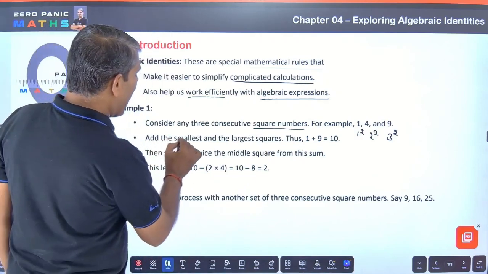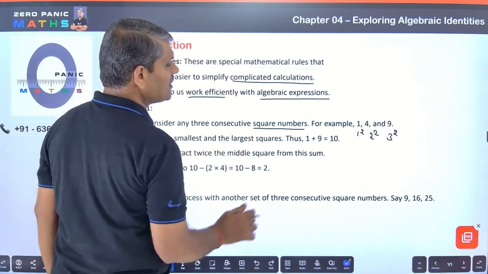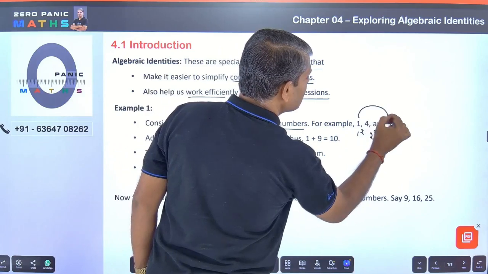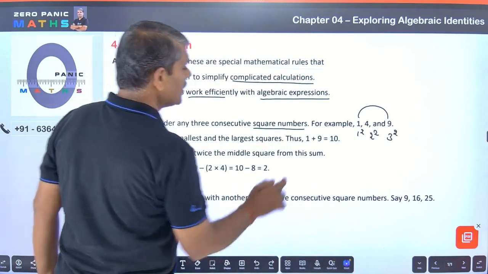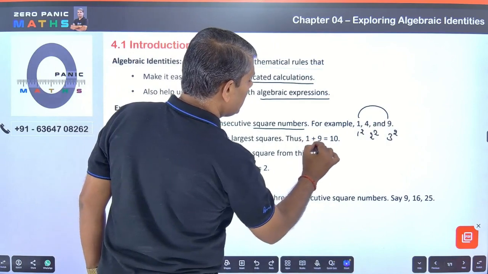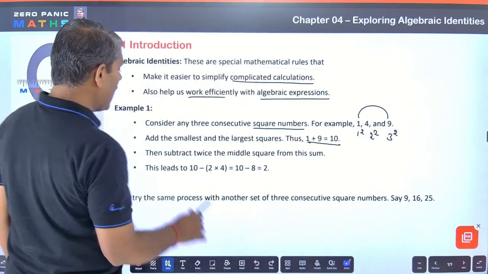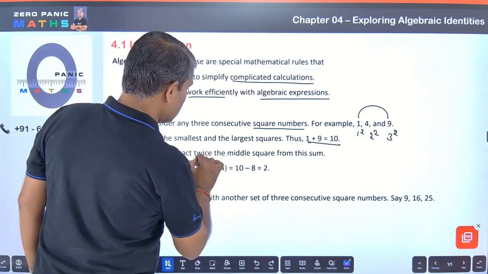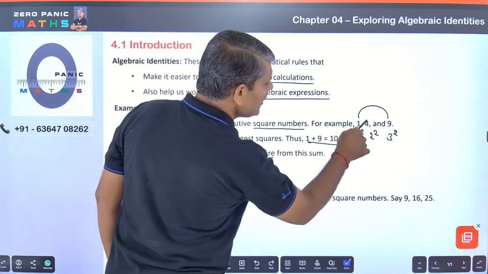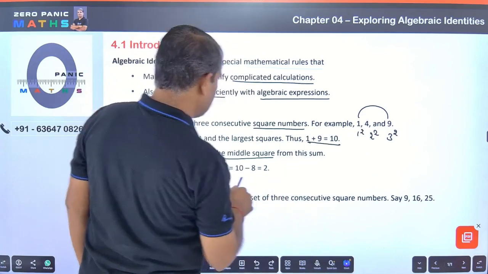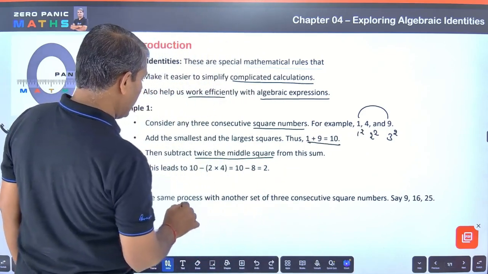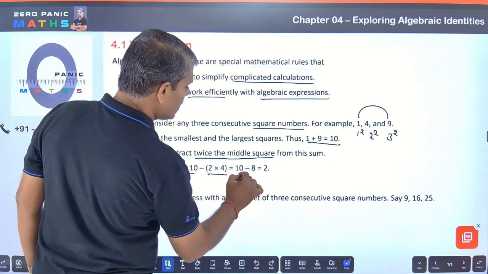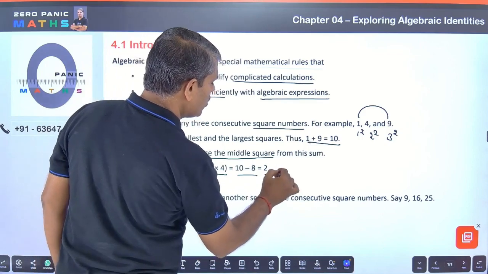The second step is to add the smallest and the largest square. It means among the three you should add the first and last. So 1 plus 9 gets me 10. Now see the third step: subtract twice the middle square. The middle square is 4, twice of that is 4 into 2, that is 8. So this leads to 10 minus 8, which is equal to 2.